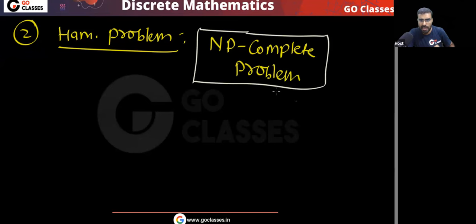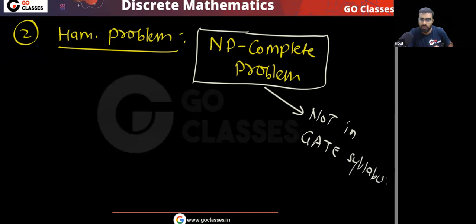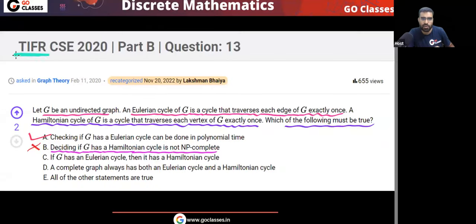Let me tell you, what is NP complete, what is NP hard, that is not in the GATE syllabus. But this question is not from the GATE exam. This is a question from TIFR. Anyway, you can see this is an NP complete problem. So this is gone. What about this one?